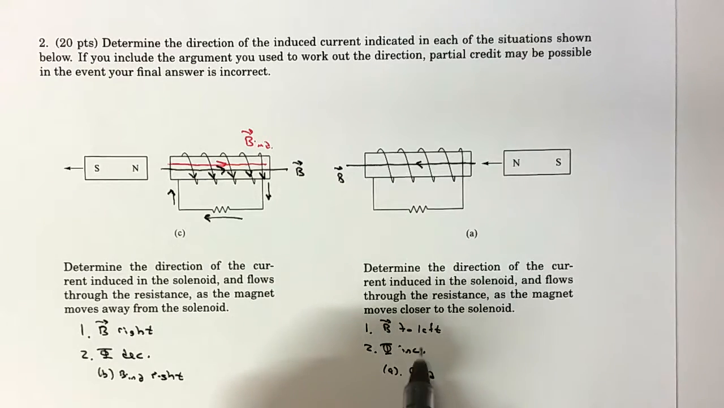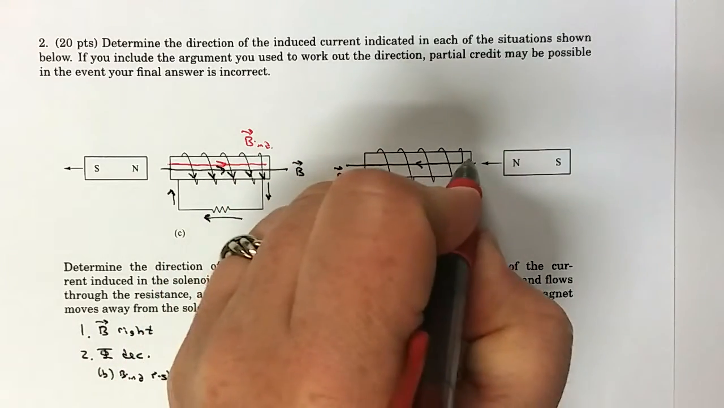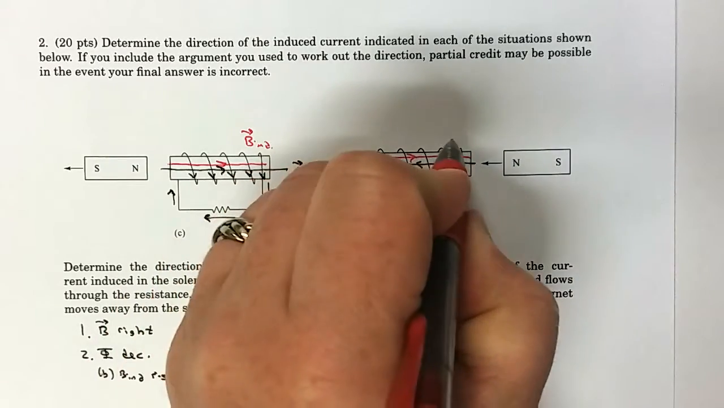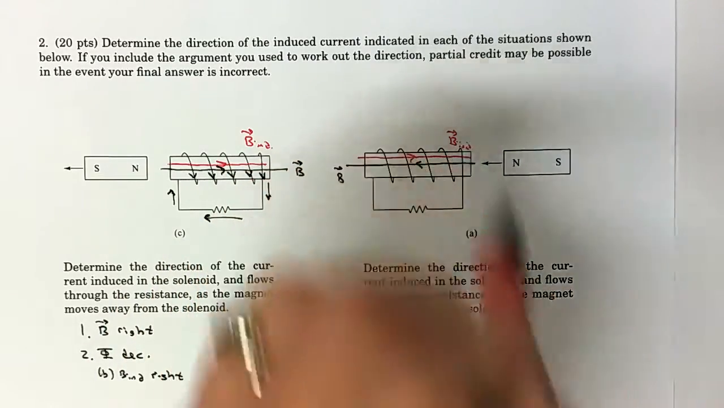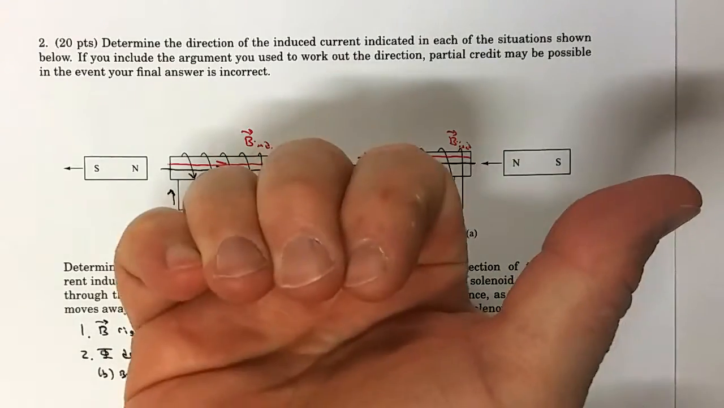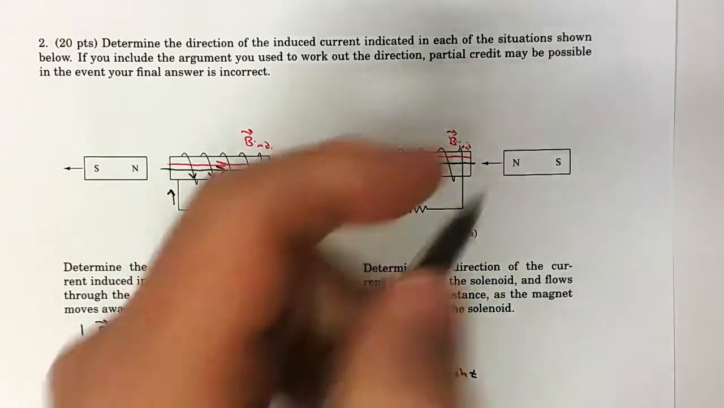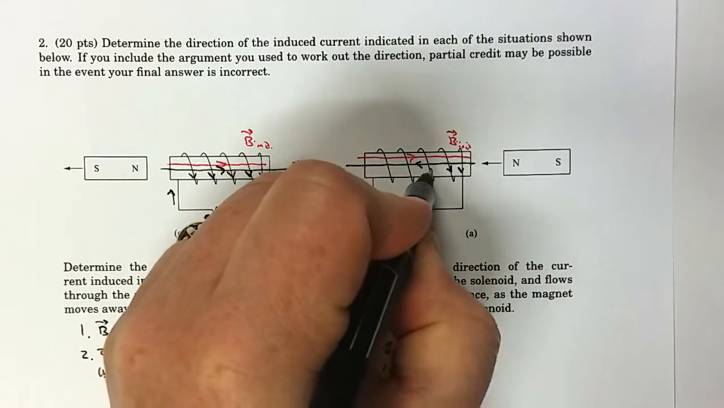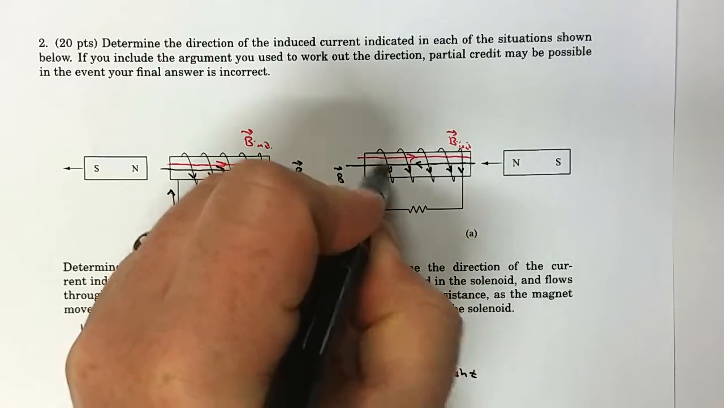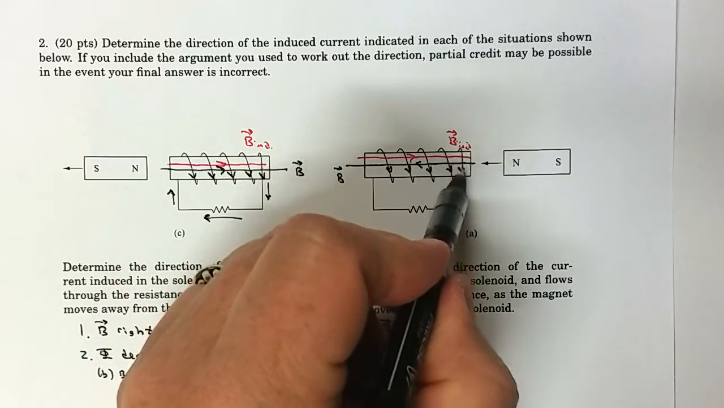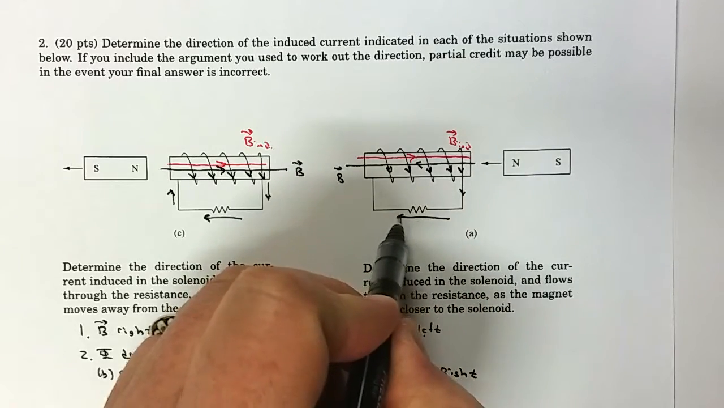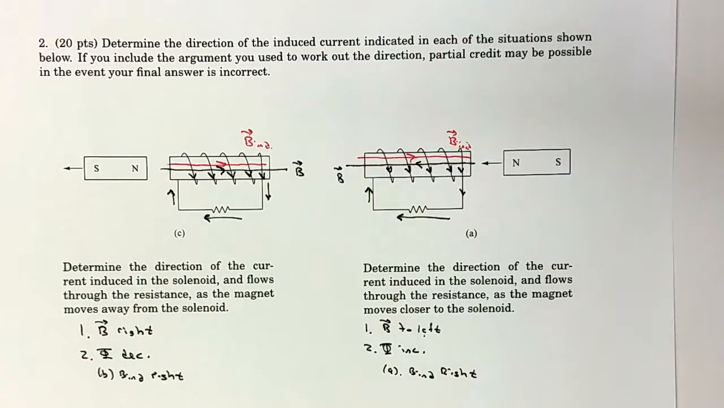The induced magnetic field should be opposite in direction to the original, which would make it to the right. So the induced magnetic field produced by the current in the solenoid should be to the right. Again, if I point my thumb to the right, my fingers curl up in the back, out and down in the front. So these pieces of wire in the front of the solenoid should have current flowing down. And then over here, this wire comes down and then around through the resistance and back up the other side. So right to left through that resistance.